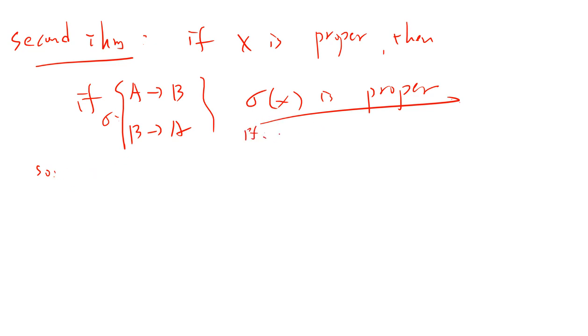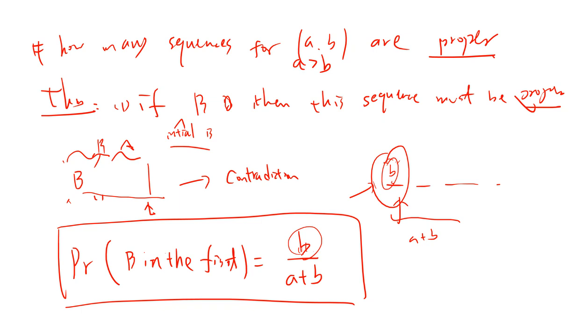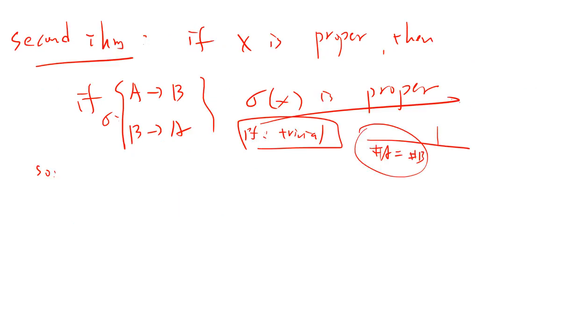So this proof is basically trivial, because at one time the number of A equals the number of B. So if you change B to A, then the number of A is still equal to the number of B in this new sequence. Okay, so we have two theorems. One theorem says that if B is initial, then B is proper. The second is that if x is proper, then sigma x is proper.